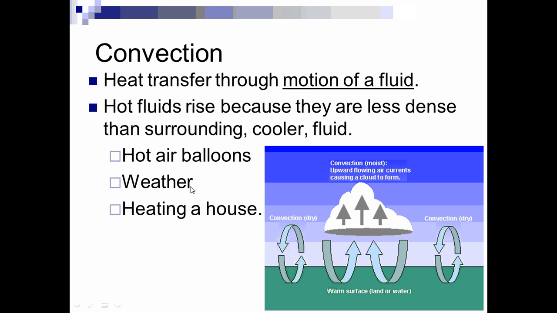Weather. This is how we get storms and rain and things like that, is that warm air from the ground rises up and forms these clouds once it starts cooling again as it's rising.